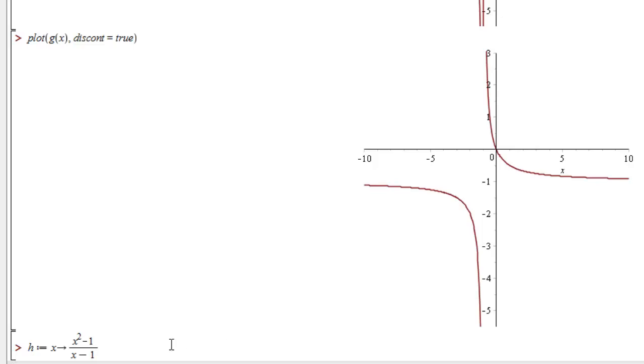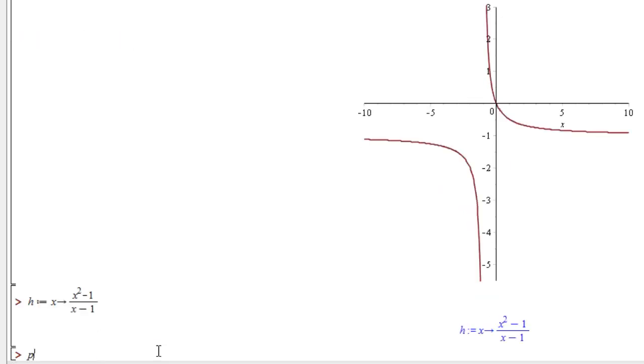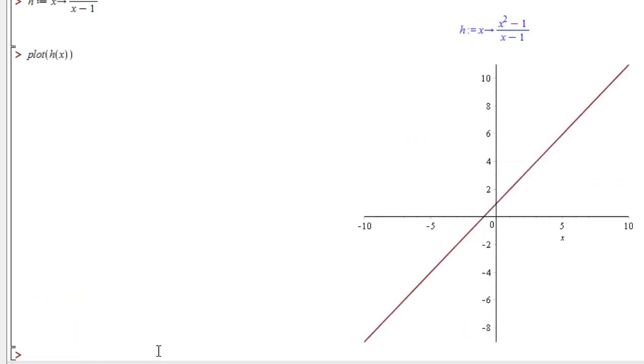You see that this function has a discontinuity when x is 1. However, if you factor it, you'll see that the factor x minus 1 appears in both the numerator and denominator, so it cancels. And the graph of this function actually just looks pretty much like the line x goes to x plus 1. So what happens if we graph this? It just looks like the line y equals x plus 1. It doesn't actually show the point of discontinuity.